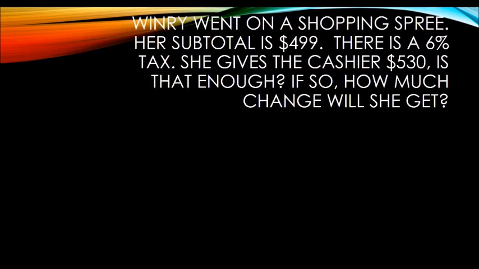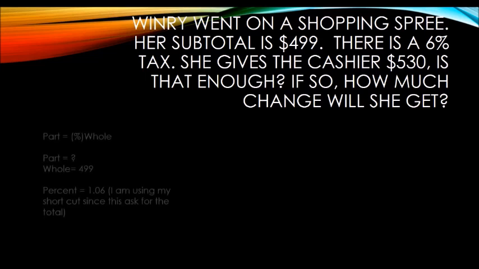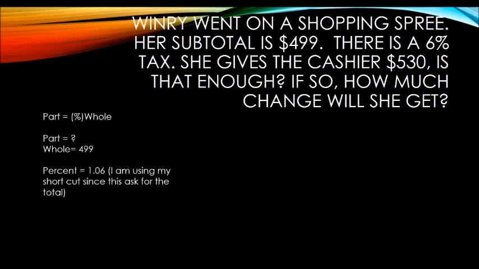Winry went on a shopping spree. Her total is $499. There is a 6% tax. She gives the cashier $530. Is that enough? Will she get change? Or will she be in trouble? So again, we don't know the part. We know the whole this time is $499.